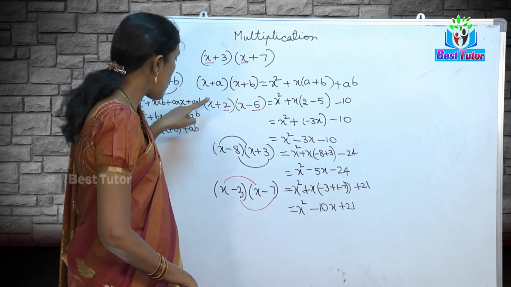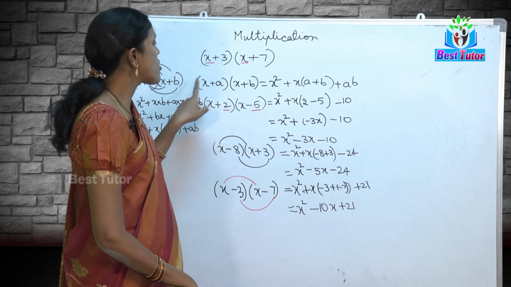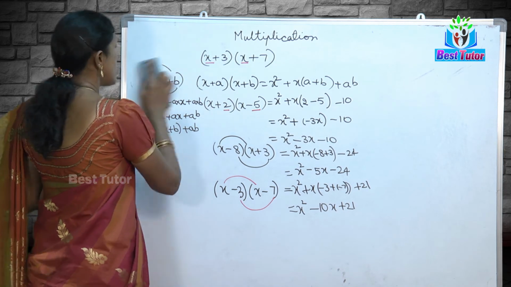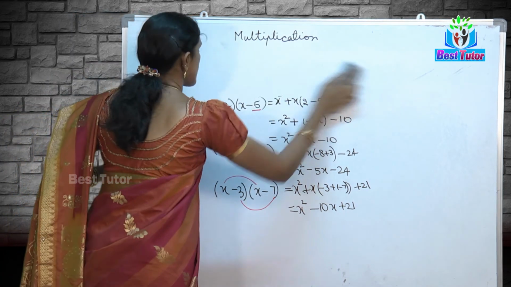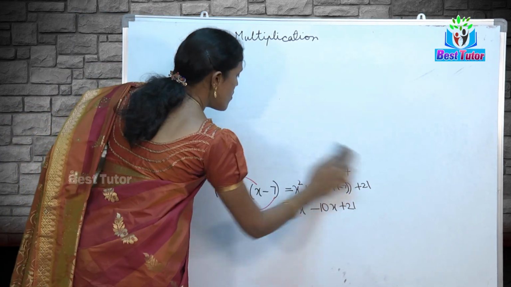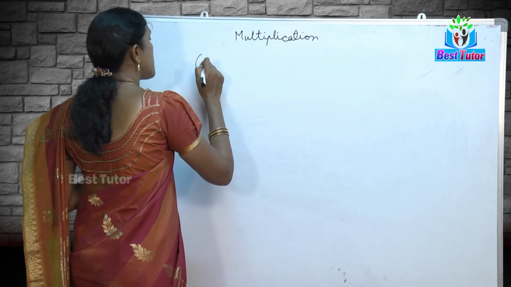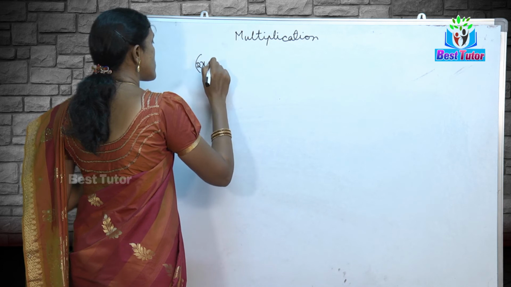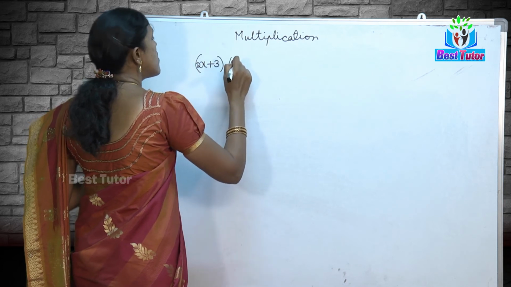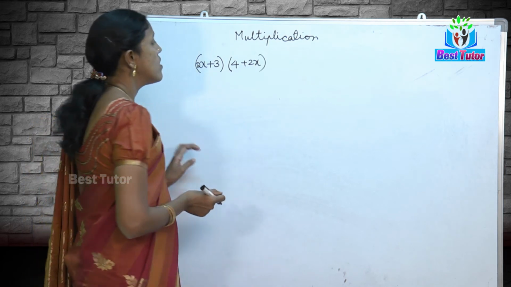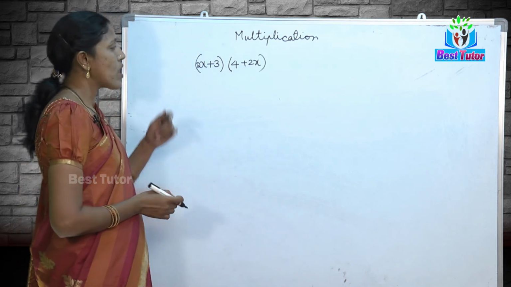So we have learnt how to find out the product of two binomials. Observe carefully, in all the 4 examples, both the first terms of the binomials were the same. Now if at all I have a different example, let us consider 2x plus 3, 4 plus 2x. Is that formula applicable here?